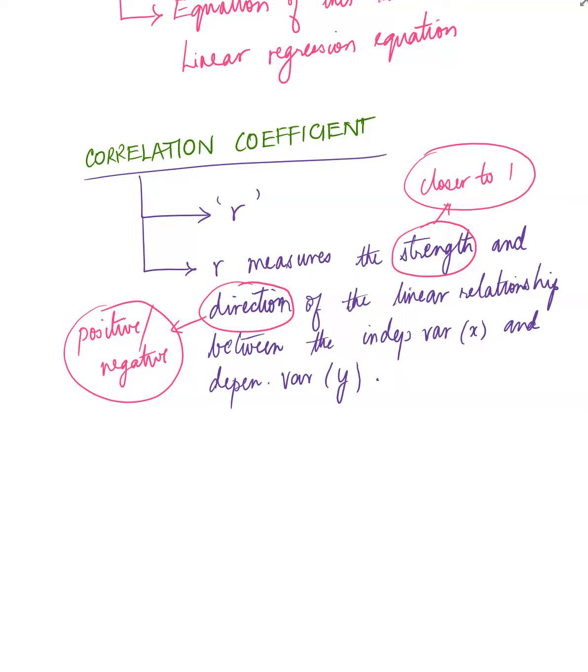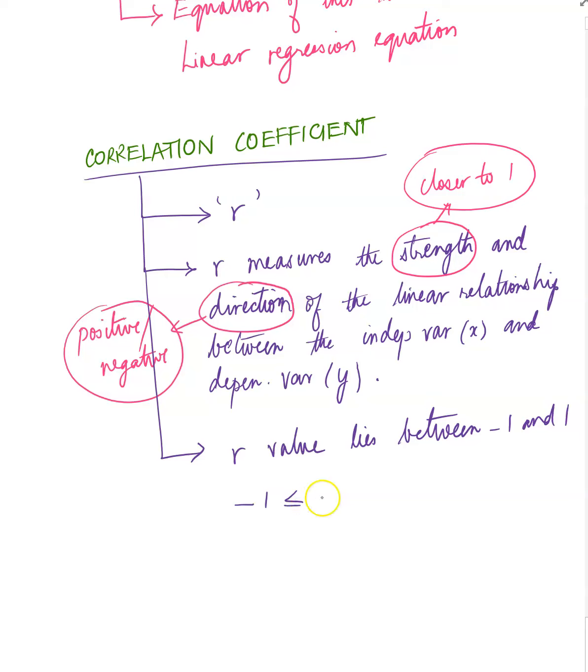So we have R is a value, right? It's a measurement. So R is a value that lies between -1 and 1. If I were to write it as an inequality, I can say R is between -1 and 1. So R can be exactly -1, can be exactly 1, and in between.